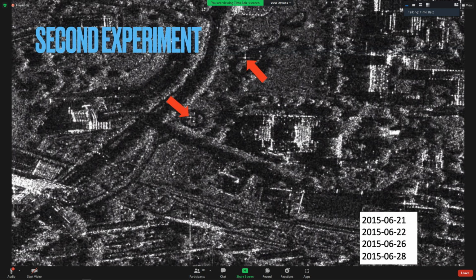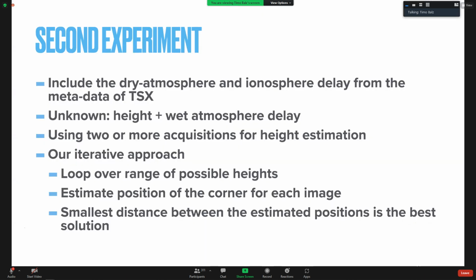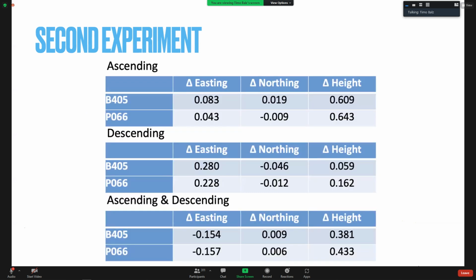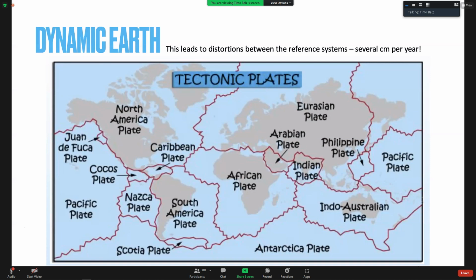Okay, so we set up a second experiment, with a bit better experimental design as well. We corrected for some of the delay, and we got down to some decimeter accuracy, more or less. Still good in northing, which is basically the azimuth direction, and easting and height is basically the range direction. However, there are still problems there. So we have to consider the dynamic Earth.